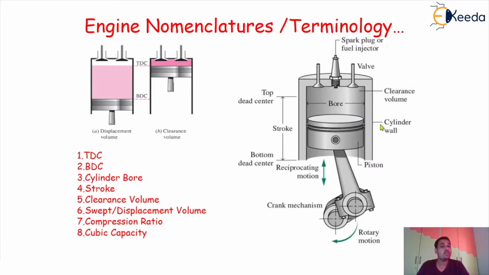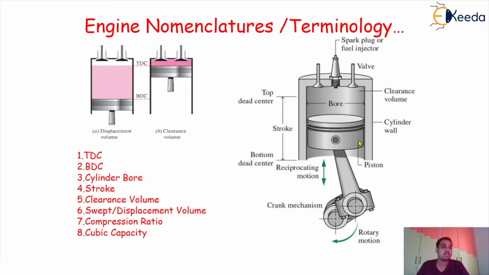Now here we are going to discuss the engine terminology or its nomenclature. Again, the valve mechanism, inlet valve, exhaust valve and spark plug are there. These are the basic components. Now here, if you concentrate, different things are present: top dead center, then this one is the stroke, then this is the bottom dead center. This is about the reciprocating motion of the piston, cylinder wall, clearance volume, and this is the bore.